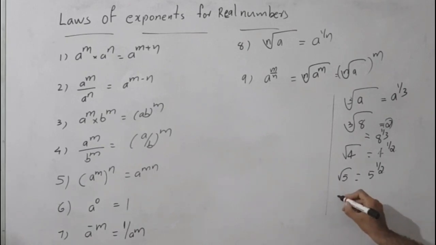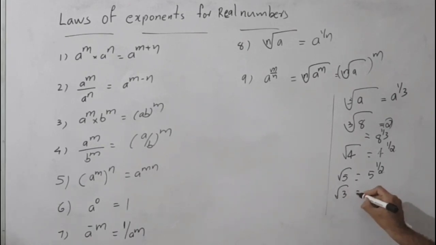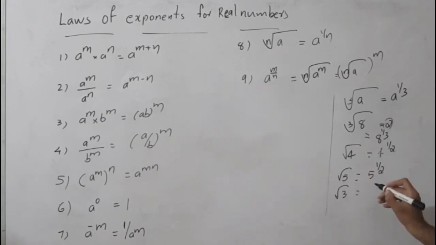The square root of 3. How do you make the exponential form? The exponential form of square root of 3 is 3 raised to 1 by 2.